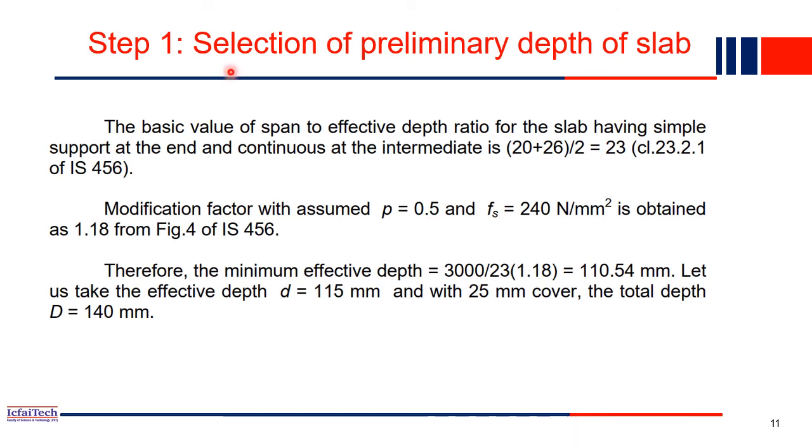Anyway, we discussed in the last lecture that there will be a total of 6 steps. The first step is selection of the preliminary depth of the slab. So how can we compute the preliminary depth of the slab? In IS 456, if you go to clause number 23.2.1, there you will find the basic value for the span to effective depth ratio. The span to effective depth ratio for a slab that is simply supported at one end and continuous at the other end will be this much.